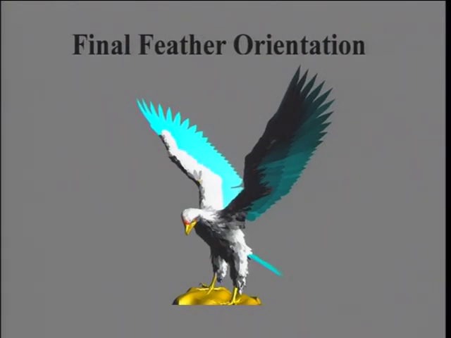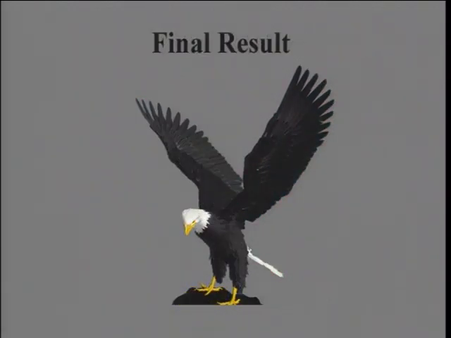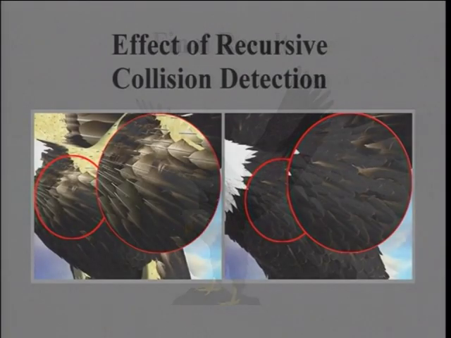The final feather orientations are computed from the initial feather orientations using a novel technique called recursive collision detection. The image on the left shows feathers rendered according to the initial feather orientations. The feathers interpenetrate each other. Many feathers also penetrate into the bird's body, shown as a yellow surface. The image on the right shows feathers rendered according to the final feather orientation, and there is no interpenetration.